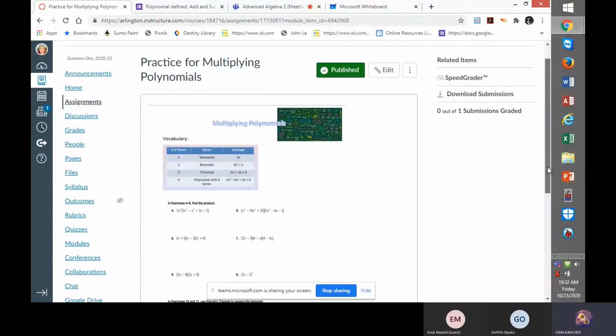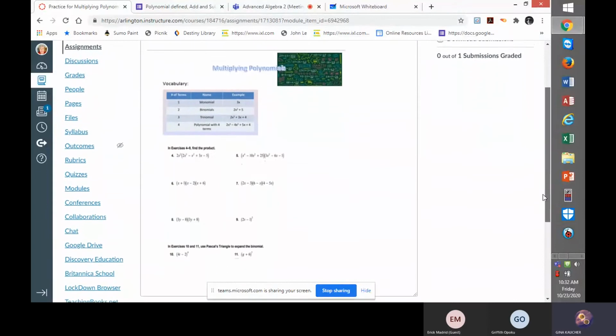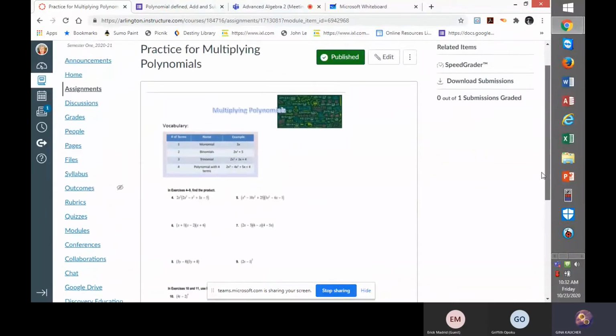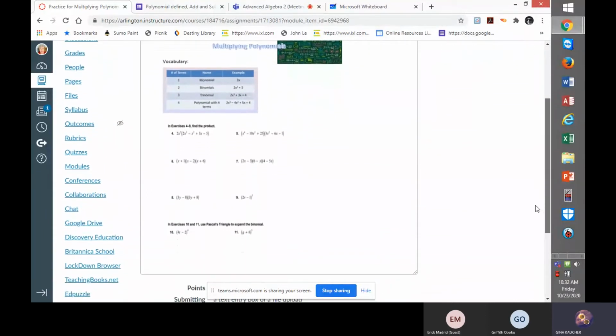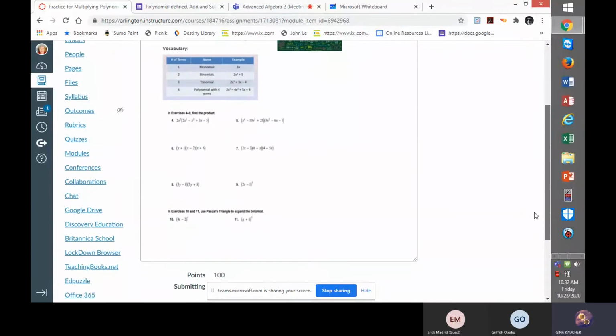Okay, here are some practice problems. These are teeny tiny. First thing I want to point out for multiplying polynomials is that there is some vocabulary involved. Monomial is when you have one term. Binomial is 2 terms. And you can multiply, for example, in problem 4, a monomial times something with 4 terms. 4 terms is just called a polynomial with 4 terms. We don't have a special name for it.